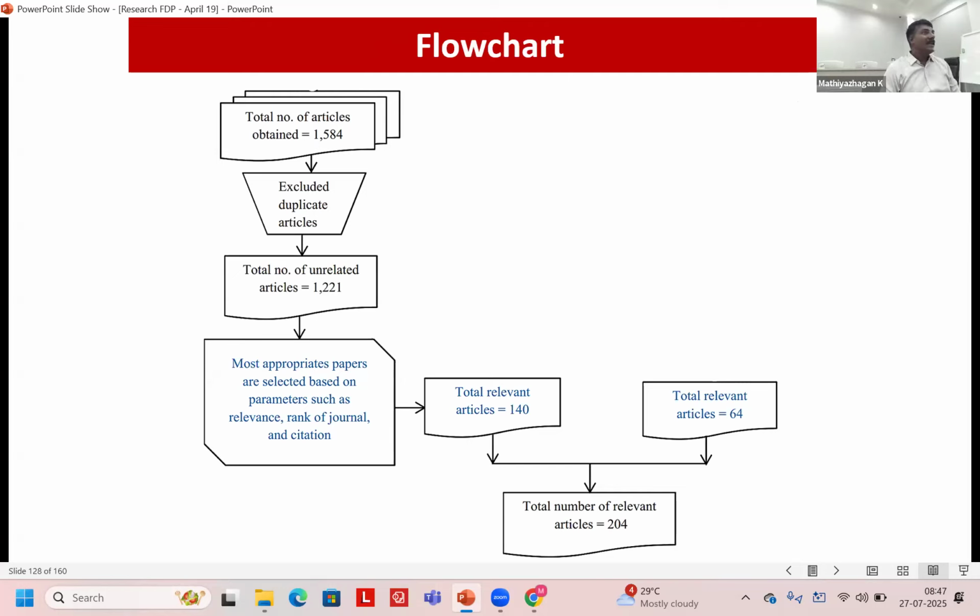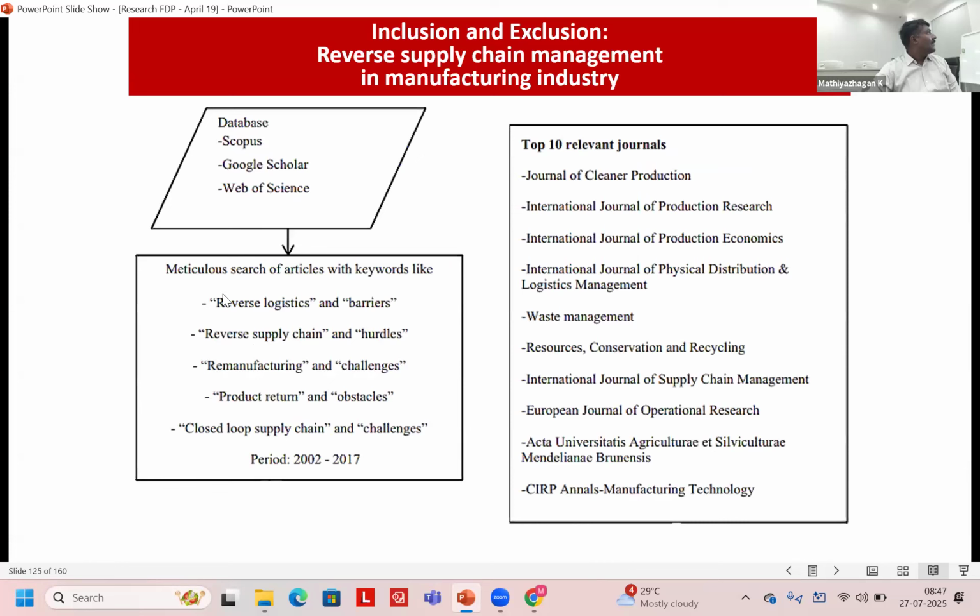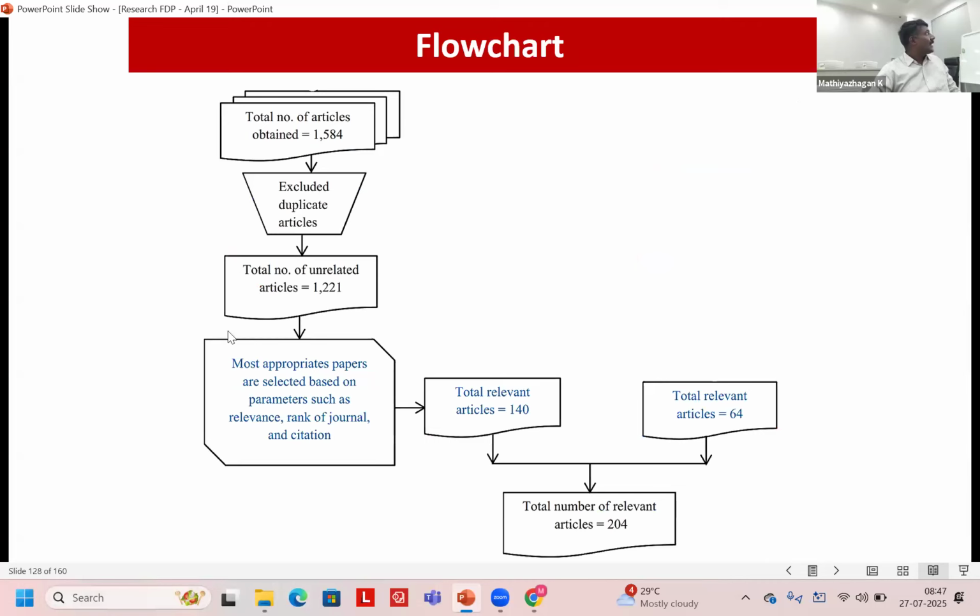Then what did I do? Excluded the duplicate articles. What is meant by duplicate articles? Because here, reverse logistics and barriers, reverse supply chain and hurdles. If I use these two combinations, whatever papers appeared in the first combination, the same paper will also appear in the second keyword search. So I need to remove those. Similarly for all these, and finally the total number of unrelated articles: out of 1584, 1221 unrelated.